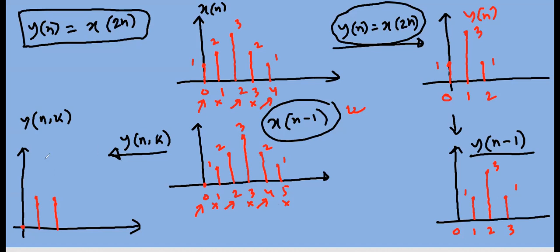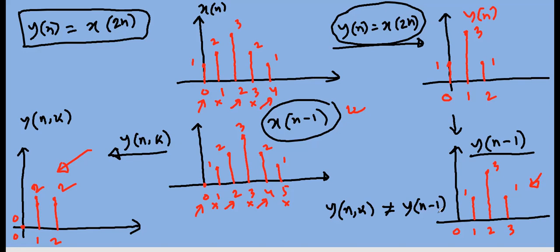This is your y. This is your yn comma k, where the values are 0, 1, 2, 0, and there's a 2 and 2. So we have found yn minus 1, and we have found yn comma k. Now we can write that yn comma k is not equal to yn minus 1. And that's why this is a time variant system. So from the graphical representation, you can prove it.